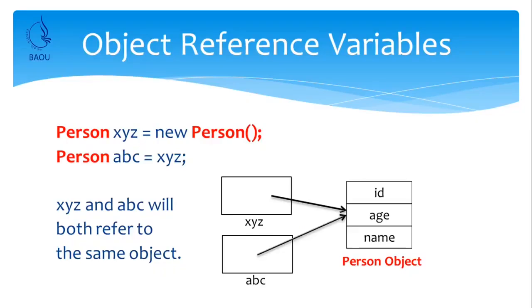The next is an object reference variable. For example, if I declare xyz as a person object and then in second line I write person abc is equal to xyz. Now, what will happen in case of ordinary variable? Separate memory is allocated for xyz and abc and the value of xyz is stored inside abc, but this is not the case with objects.